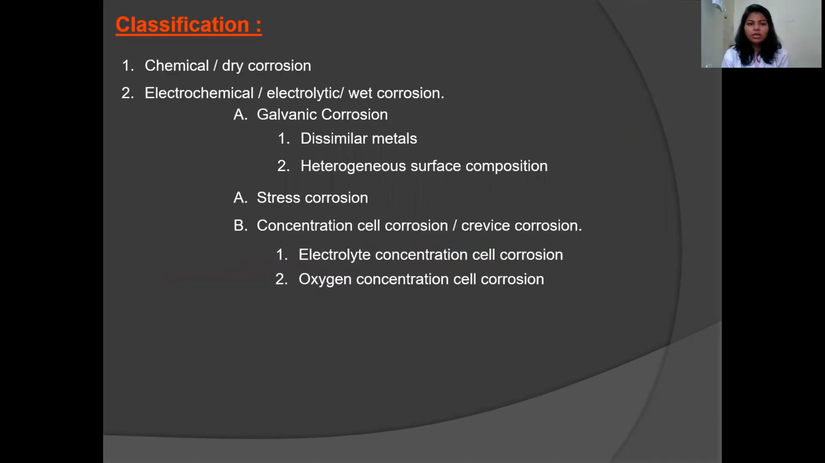Classification: chemical or dry corrosion, and electrochemical or electrolytic or wet corrosion. Electrochemical corrosion is classified into galvanic corrosion, stress corrosion, and concentration cell corrosion or crevice corrosion. Galvanic corrosion is subclassified into dissimilar metals and heterogeneous surface compositions. Concentration cell corrosion is subclassified into electrolyte concentration cell corrosion and oxygen concentration cell corrosion.